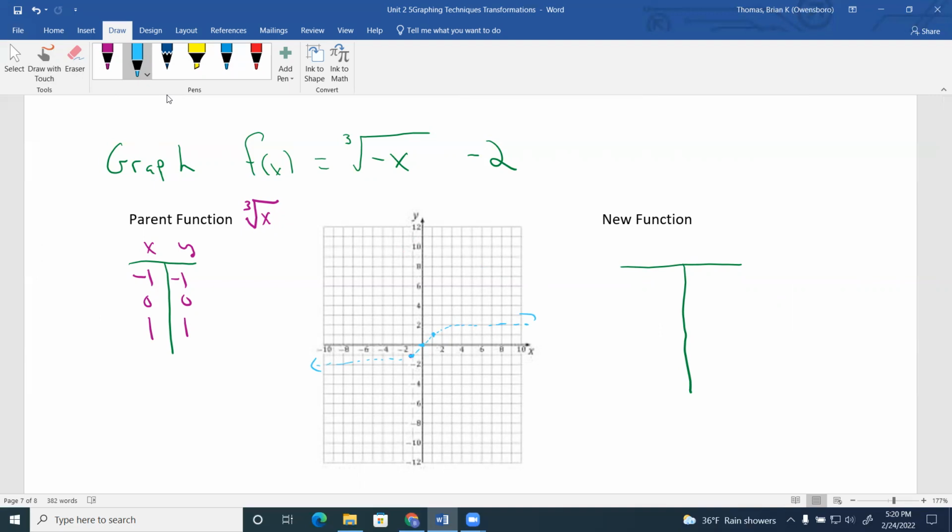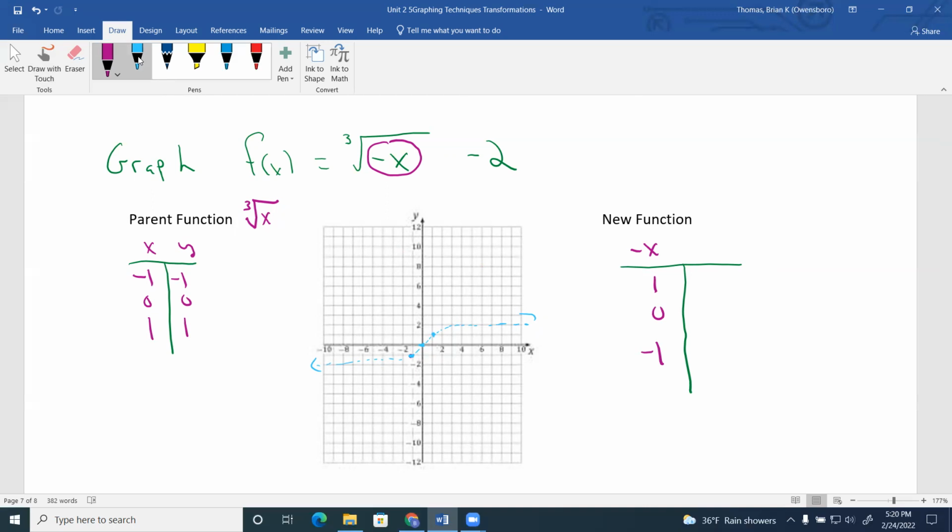It takes that look there. My new function, if I look at what's going on here on the inside, we have a negative on the inside. That means my x values are going to have to switch signs. That's going to be a reflection across the y-axis. So that -1 turns into a 1, 0 stays 0, but that other 1 turns into a -1. So the -1 turned into a 1, we have a 0, and then the 1 turned into a -1.